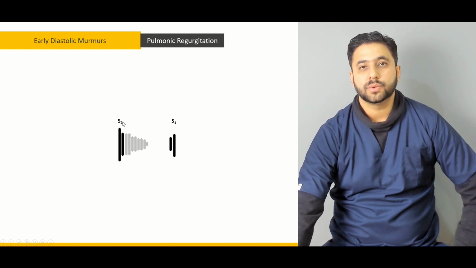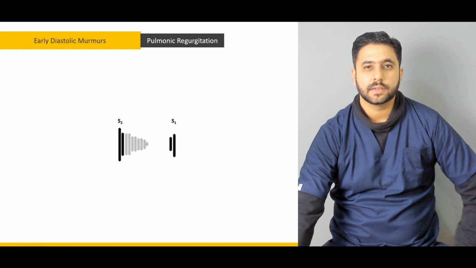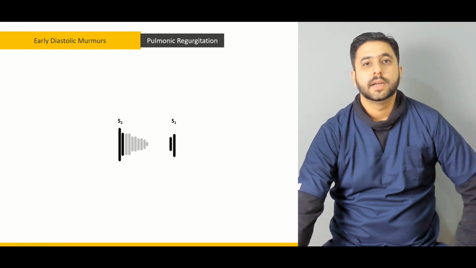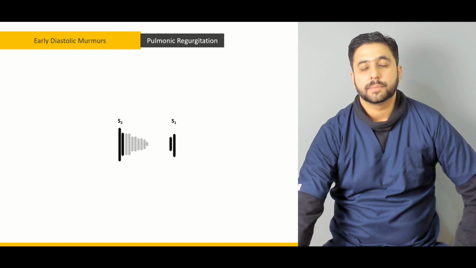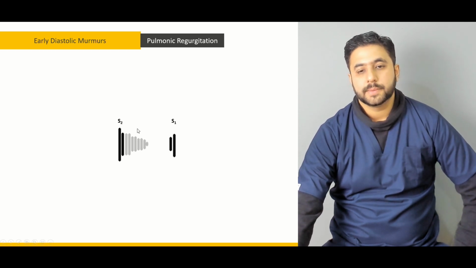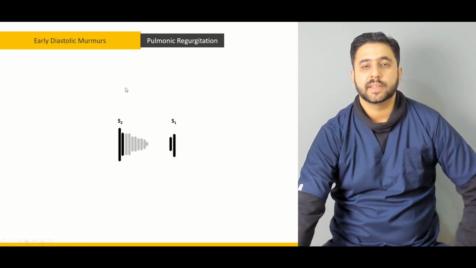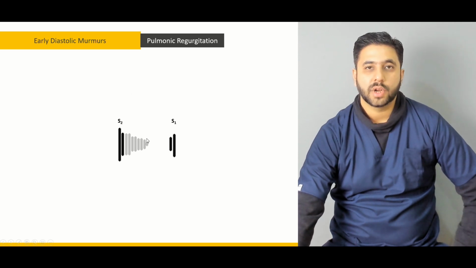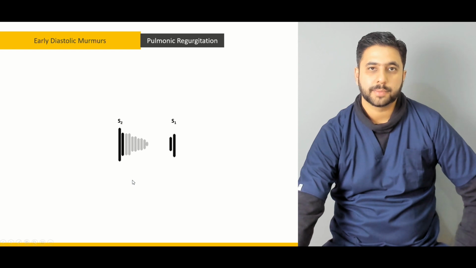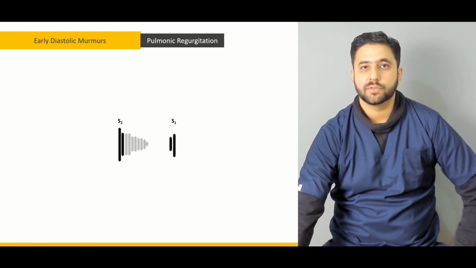As you know, the P2 is the second component of the S2 because it closes slightly later than the A2, because of the increased blood flow to the pulmonic valve during inspiration. So this is a similar picture to what we discussed in aortic regurgitation. Both the outgoing valves are the ones affected in early diastole, and they lead to the early diastolic murmur of regurgitation, primarily of the aortic valve and the pulmonic valve.